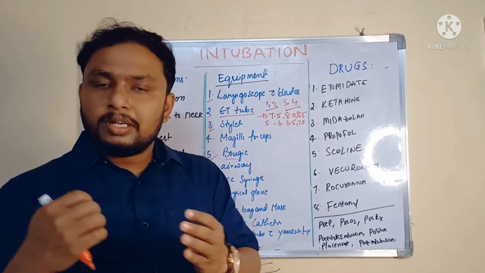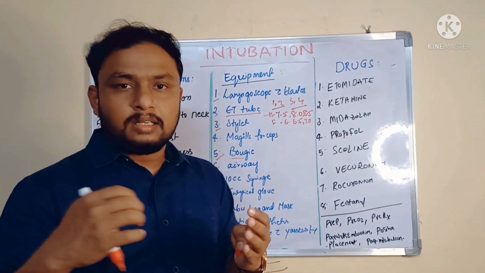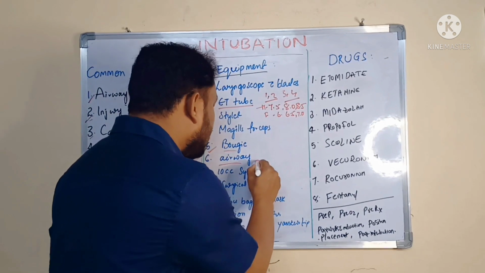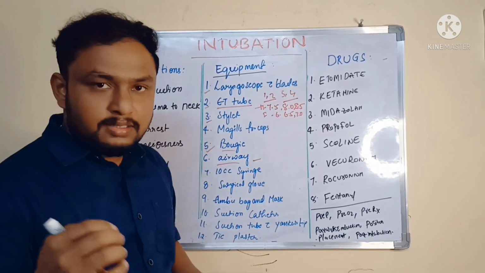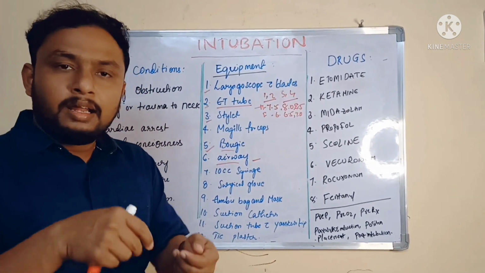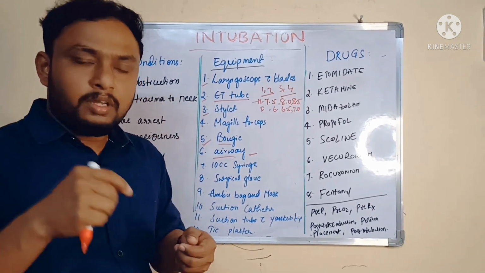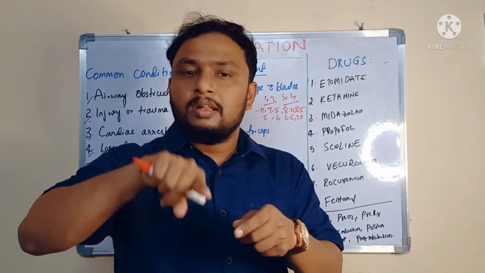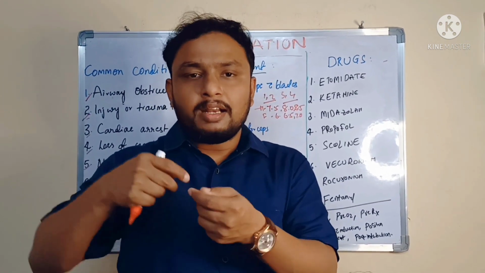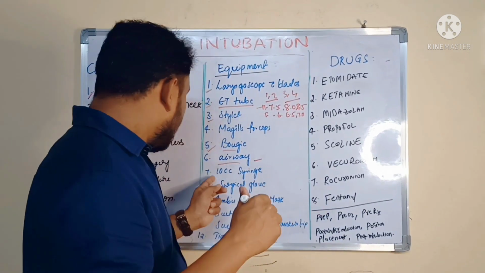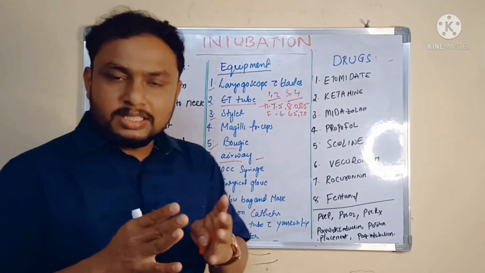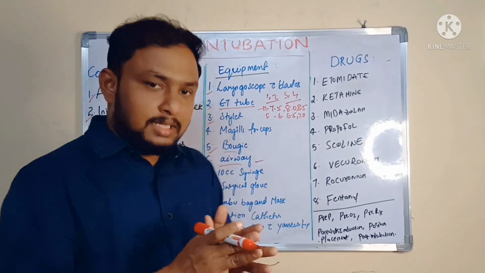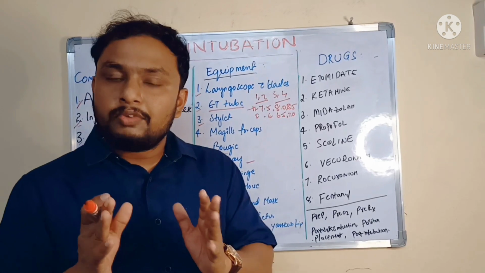They are also available in different sizes, like 2, 3, and color codes are also there. Oral airways are also kept ready, and 10cc and 5cc syringes for inflating the ET cuff. The cuff is there, and after inserting the tube into the trachea we need to inflate the cuff, so the syringe is to be kept ready. And surgical gloves, because this is a sterile procedure, we need to wear surgical gloves, and an Ambu bag with mask.